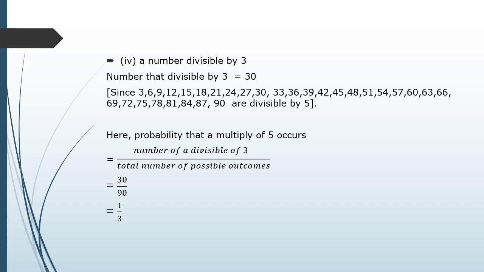Let's take this fourth example, a number which is divisible by 3. Now what we want to find out is that the number is divisible by 3. The disk that we are picking out randomly, whatever number appears on that disk, that number has to be divisible by 3 itself. Alright. So let's find out how many numbers we have.